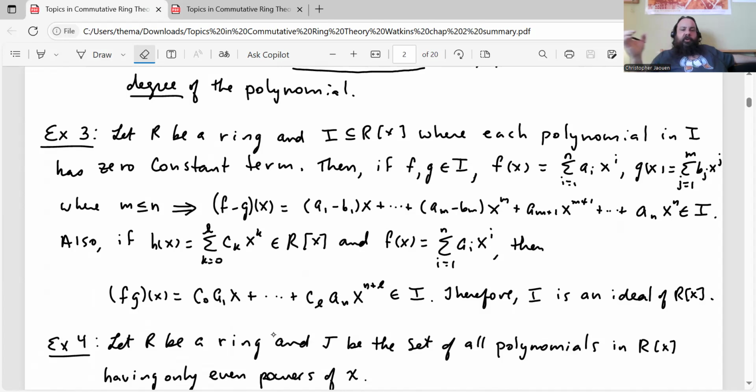And then also we have to show that it absorbs multiplication from the bigger ring. If h of x is a general polynomial in the ring R of x, and f of x is a polynomial from the ideal I, then when you multiply them out, notice that you get a polynomial with zero constant term. Therefore, it's an element of I. Therefore, I is an ideal of R of x, right? The two properties are satisfied.